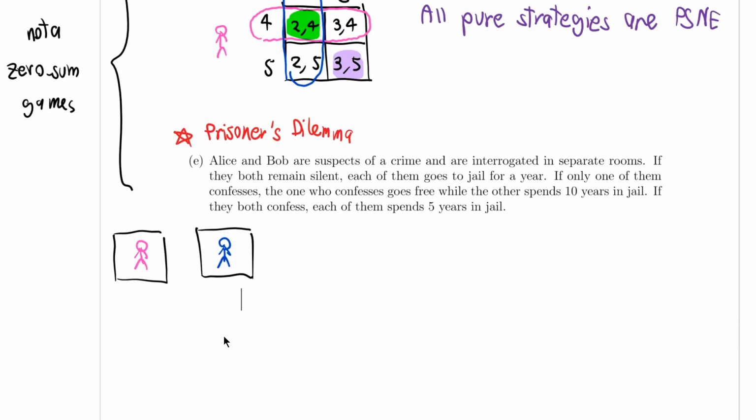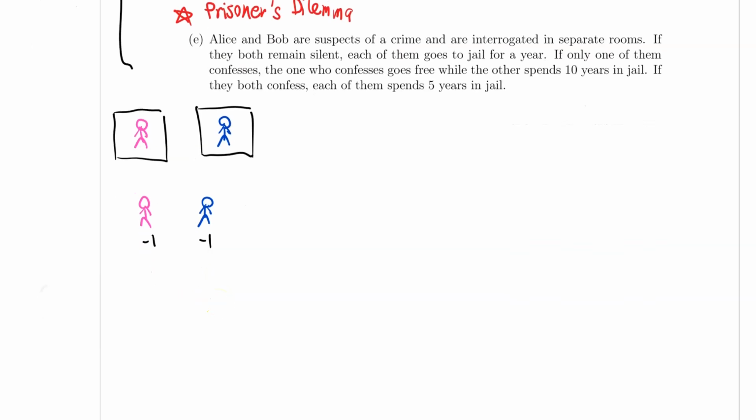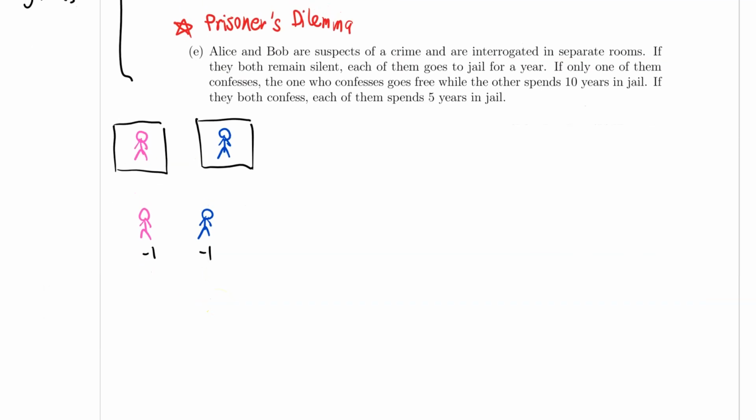Now, if they both don't say anything, so if Alice doesn't say a thing and Bob doesn't say a thing, then they get 1 year in prison. So I'm just gonna write down -1. If they don't say anything, then they'll go to jail for 1 year. However, if one person confesses, so let's say Alice confesses and Bob remains silent, then Alice will go free, because she confessed. On the other hand, because Bob doesn't confess, he goes to jail for 10 years.